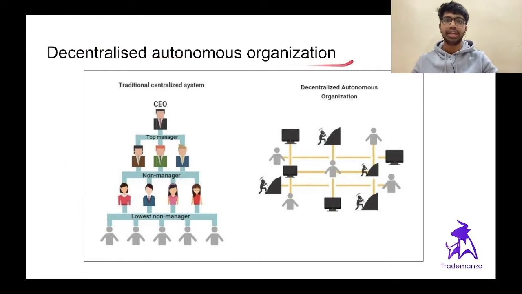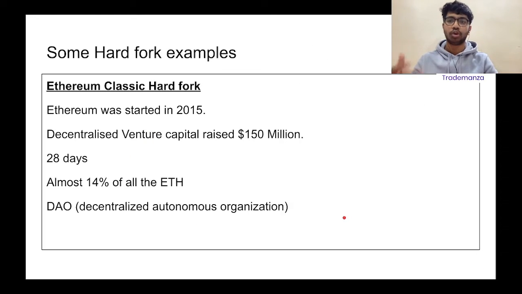So this is nothing but a DAO. In a normal, traditional, centralized system, there is a CEO, the managers, the non-managers, and then the lowest manager. It's like a tree. And in a DAO, everyone has power. It's democratic. So the folks at this decentralized venture capital fund raised $150 million for Ethereum.